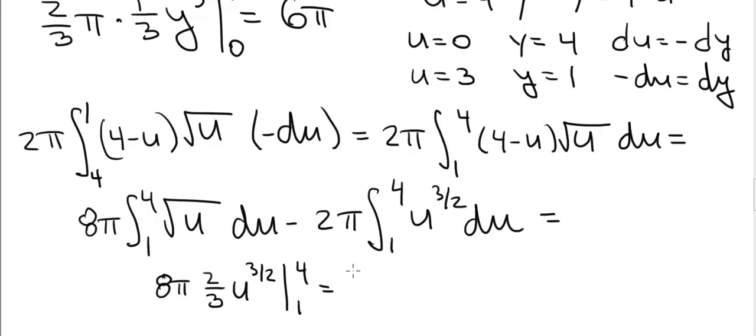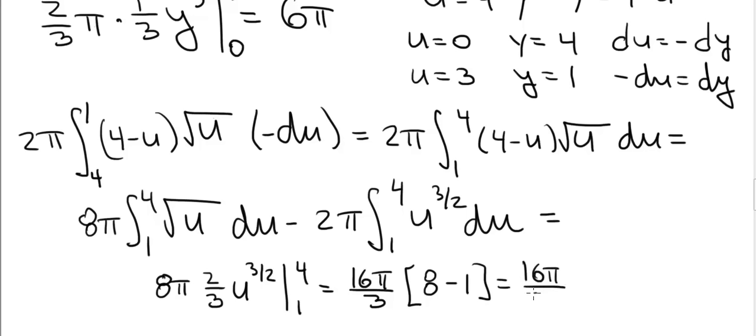So this is equal to 16 pi over 3. And then plugging 4 in, we get 4 to the 3/2 is 8, minus 1. So this is equal to 16 pi over 3 times 7, which is 112 pi divided by 3.